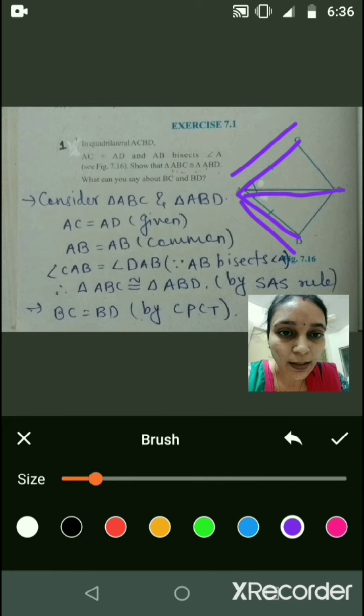तो AB एंगल A को बाइसेक्ट कर रहा है, मीन्स वो एंगल A को इक्वल पार्ट में डिवाइड कर देगा. मीन्स CAB इज इक्वल टू DAB. अगर बाइसेक्टर है तो वो एंगल को इक्वल पार्ट में डिवाइड करता है, और यू नो दैट. Okay, let us start with the answers now.